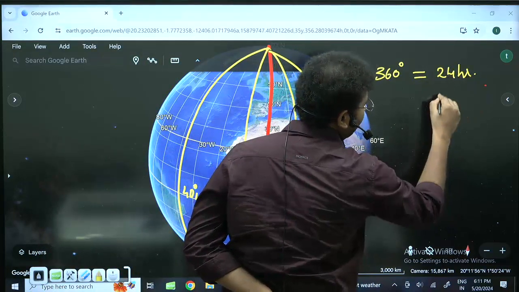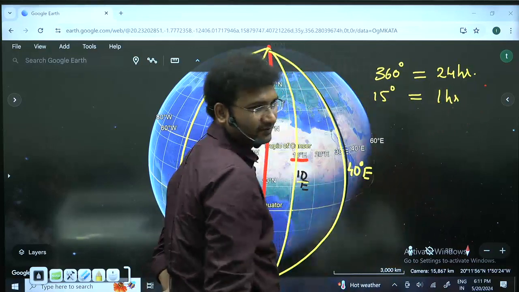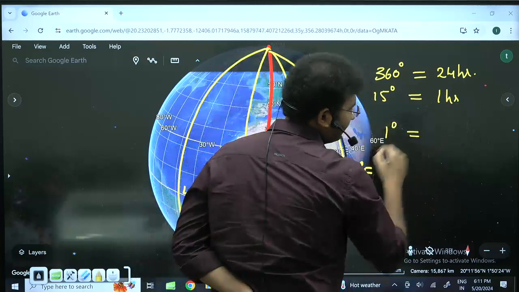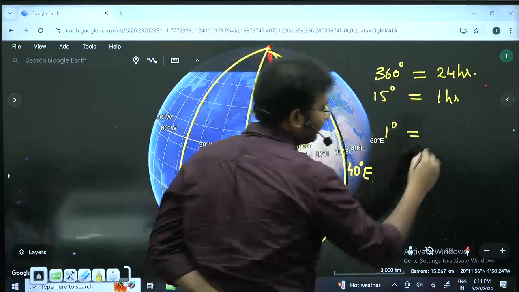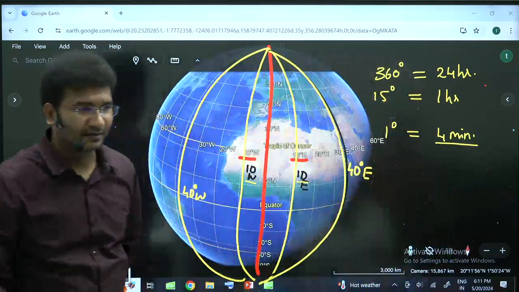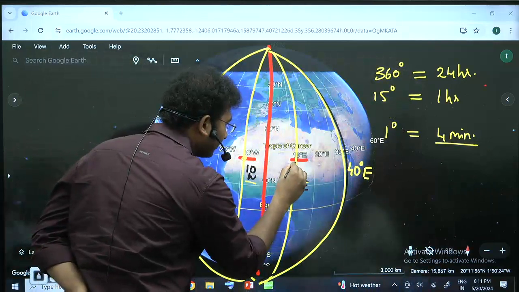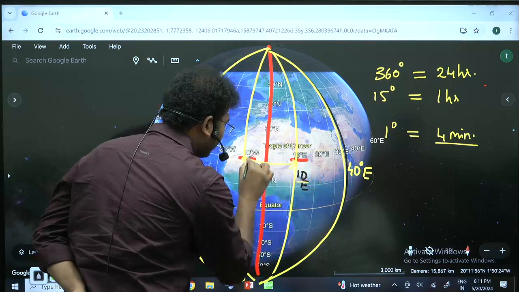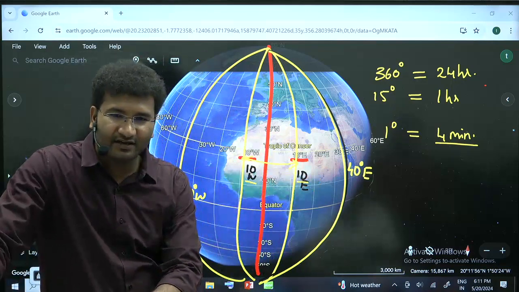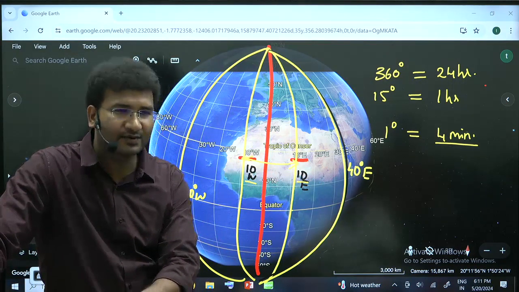So I told you Earth rotates 360 degrees in how many hours? 24 hours. So in 1 hour, Earth will cover 15 degrees, right? And 1 degree Earth will move in 4 minutes. For every 4 minutes, Earth is going to move 1 degree. अब आप बताओ, what is the distance between 10 degrees west and 10 degrees east? Or what is the time between 10 degrees east and 10 degrees west?